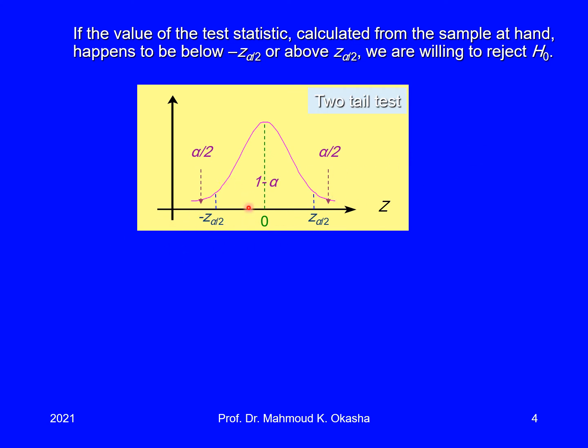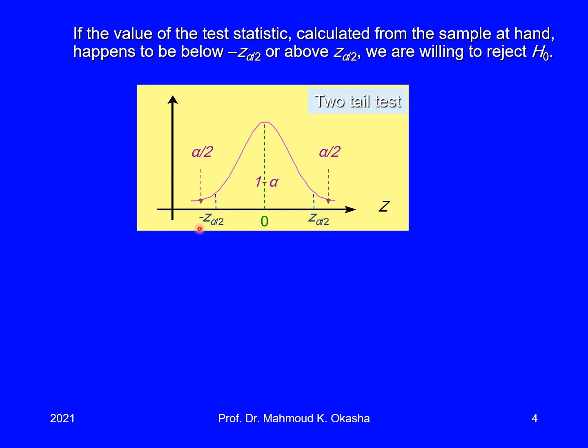For example, if 1 minus alpha equals 95%, the confidence level, then the significance level alpha is 5%, 1 minus 95%. So the 5% divided into half alpha equals 0.025. And then from the table we get this value z half alpha, and here it will be minus z half alpha, and here z half alpha. Z half alpha from the table we can get as 1.96.